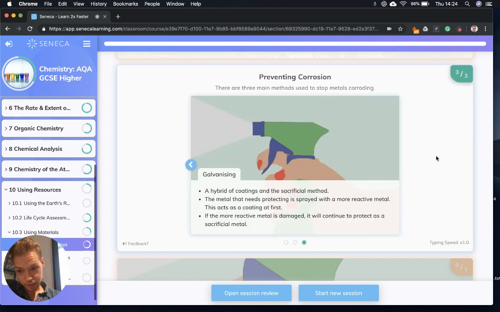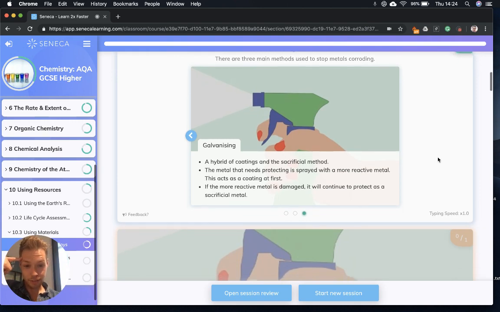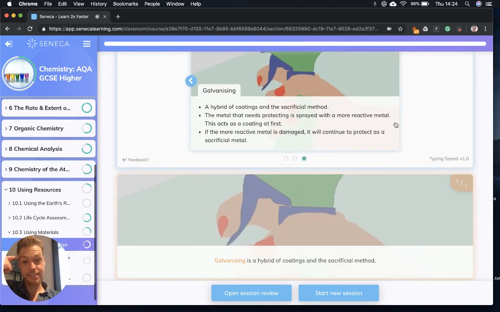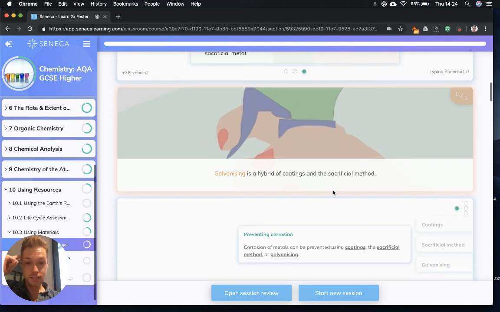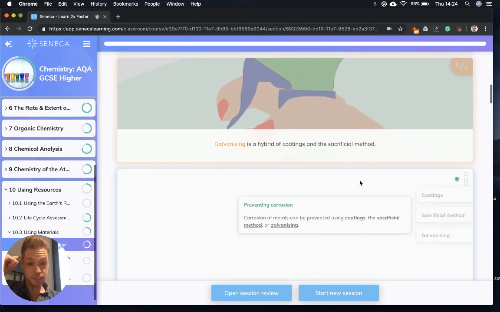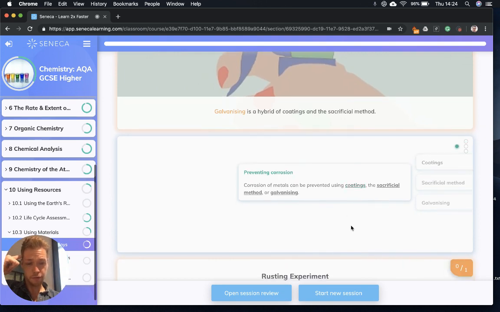Then we can also talk about galvanizing. This is a hybrid of coating and the sacrificial method. The metal that needs protecting is sprayed with a more reactive metal. This acts as the coating first. If the more reactive metal is damaged, it will continue to protect as a sacrificial metal. Oh my God, I wish I had a sacrificial metal in my life. So, what is a hybrid of coatings and the sacrificial method? That is galvanizing, okay? So, preventing corrosion.